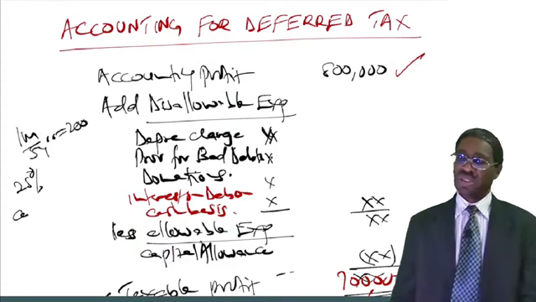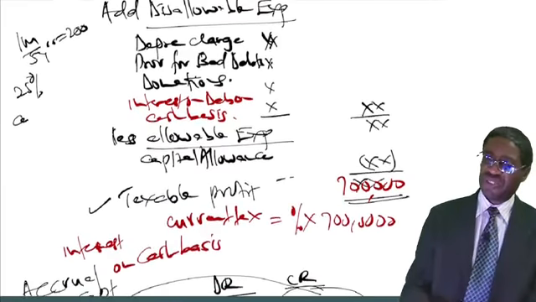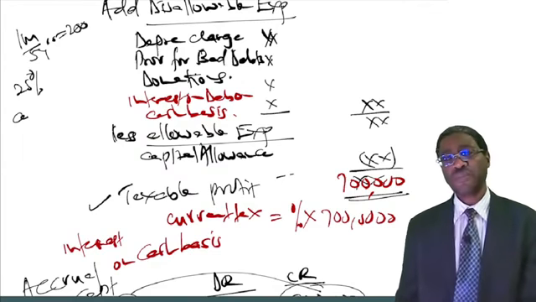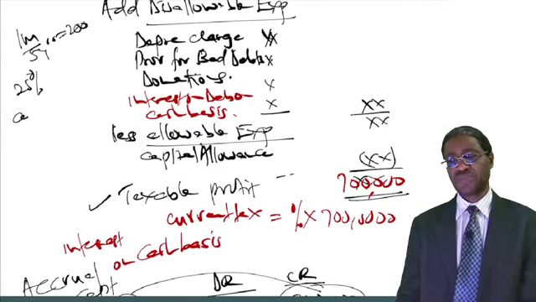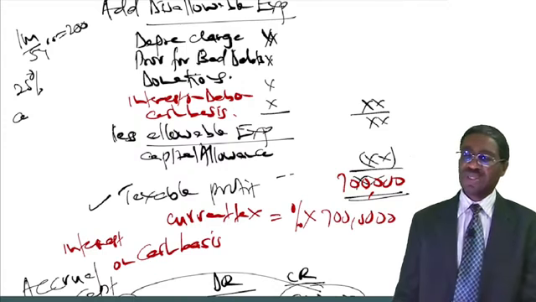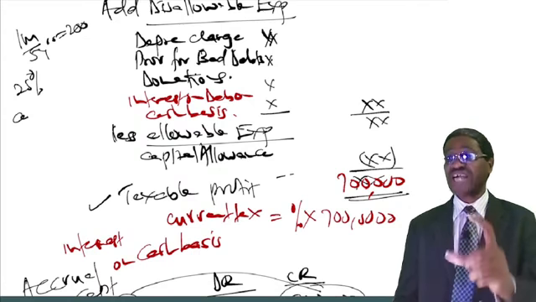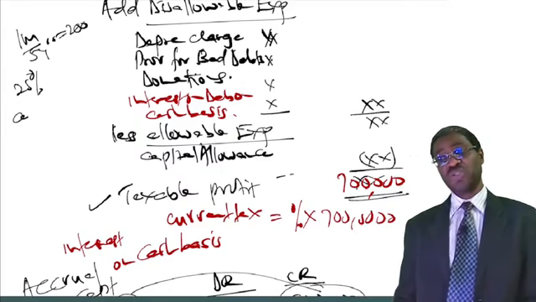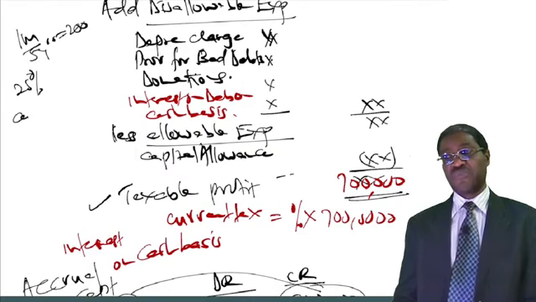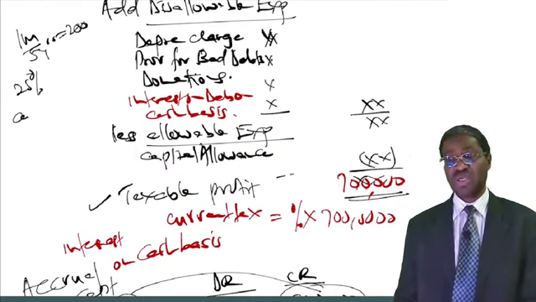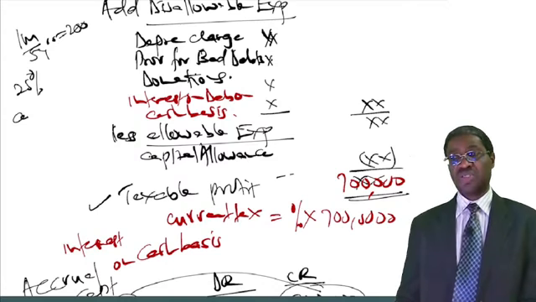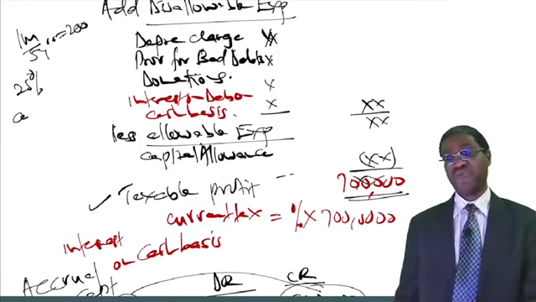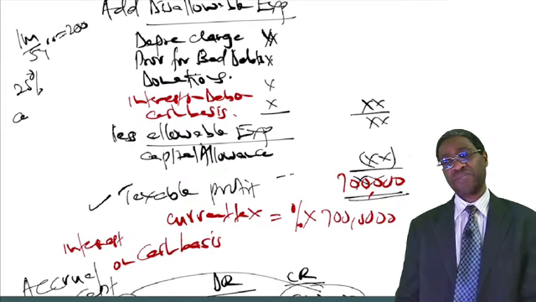Number two, taxable profit. This is the profit on which tax will be based for tax purposes.